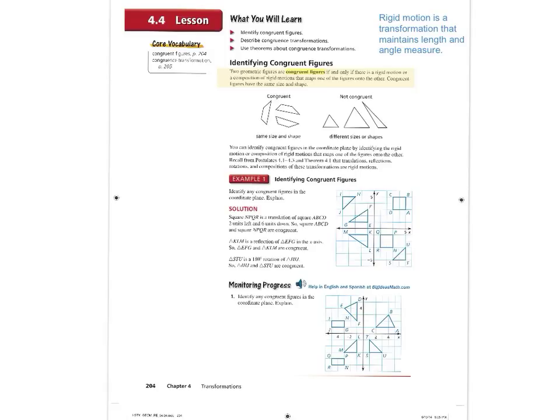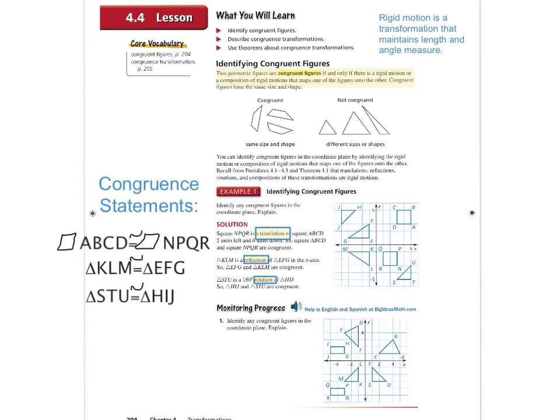So triangle STU is a 180-degree rotation of triangle HIJ. So triangle HIJ and triangle STU are congruent. Again, order of your letters matters. I also want you to note that you can write your congruent statements similar to what we see here.